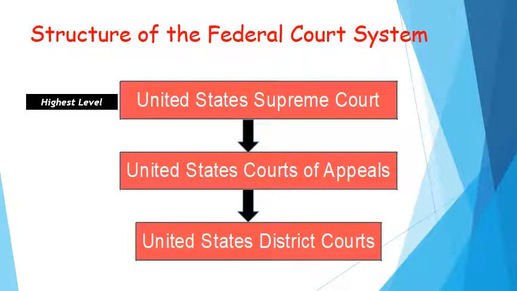So here you see the structure of the federal court system. You have the United States District Courts at the bottom. You have the United States Court of Appeals in the middle, and the highest level of the court system is the United States Supreme Court.